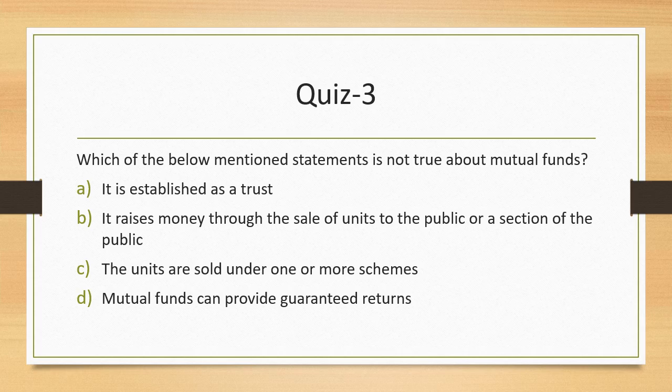Which of the below mentioned statement is not true about mutual funds? They are established as a trust is something which we have already tested. We know that. It raises money through the sale of units to public or section of public, which is also true because that's the source of funding for a mutual fund. The units are sold under one or more schemes. Well, mutual funds may have multiple schemes. Mutual funds can provide guaranteed returns. Well, they can't provide guaranteed return. That's why what we hear is that mutual fund investments are subject to market risk.